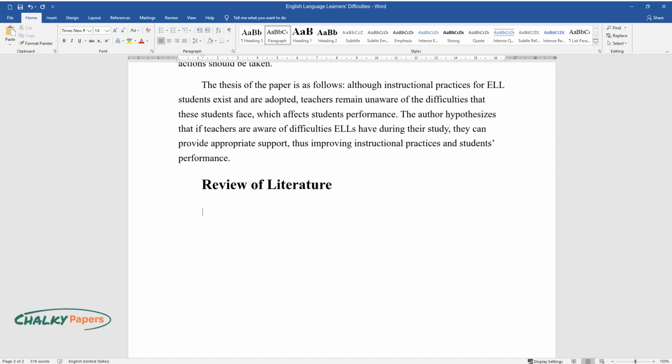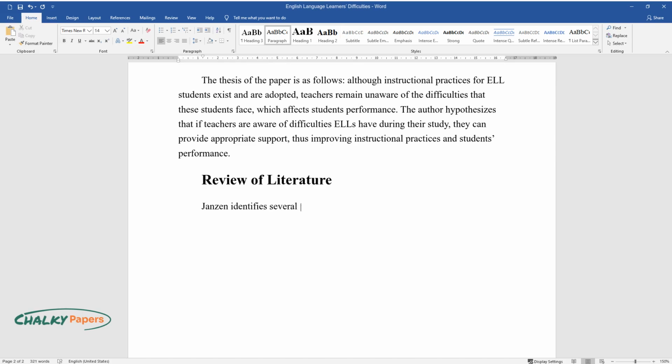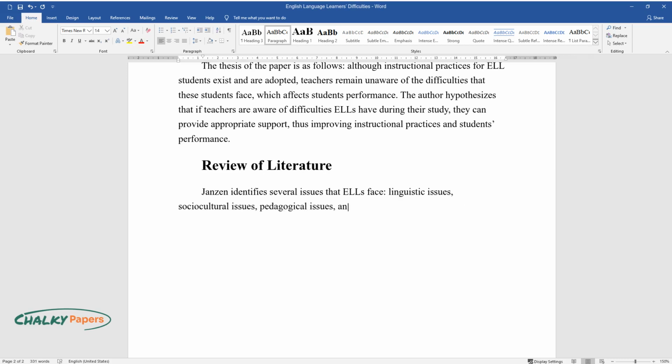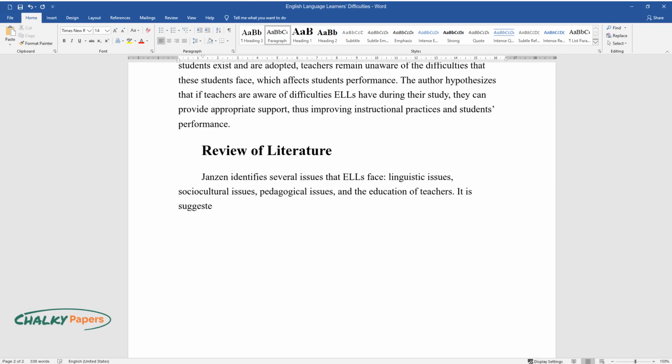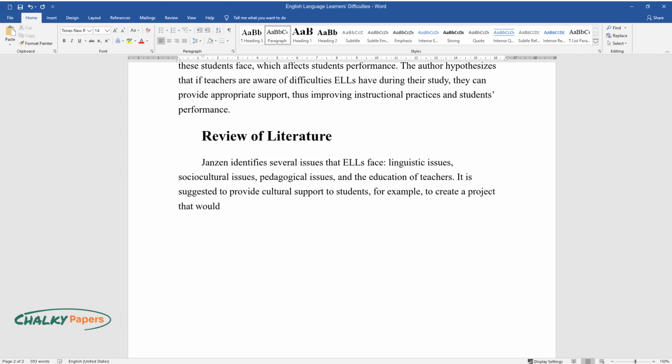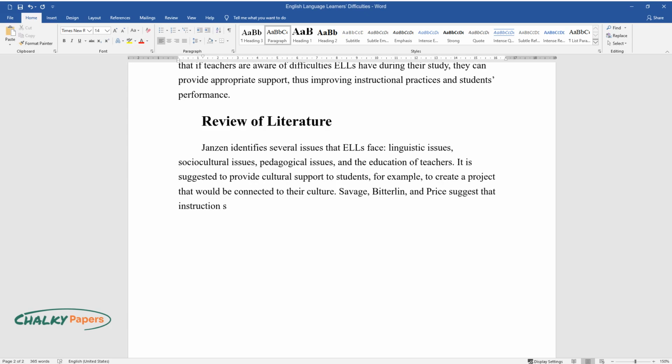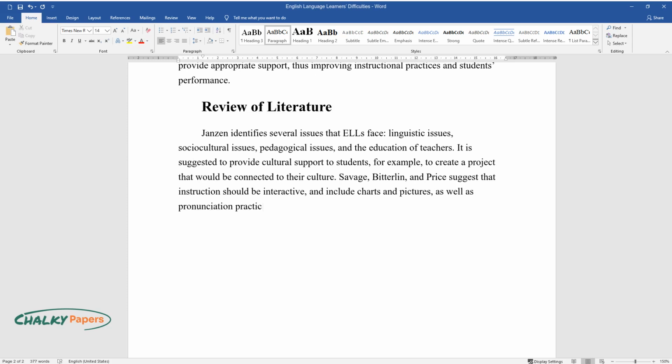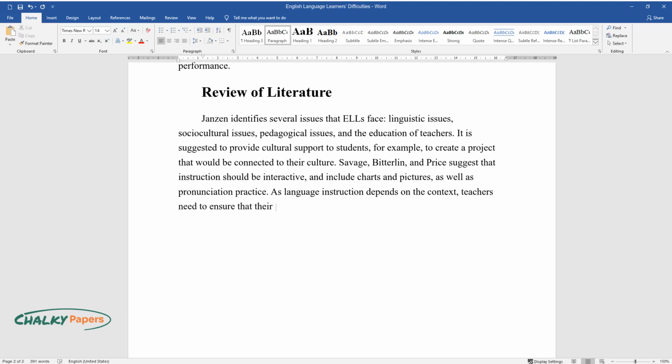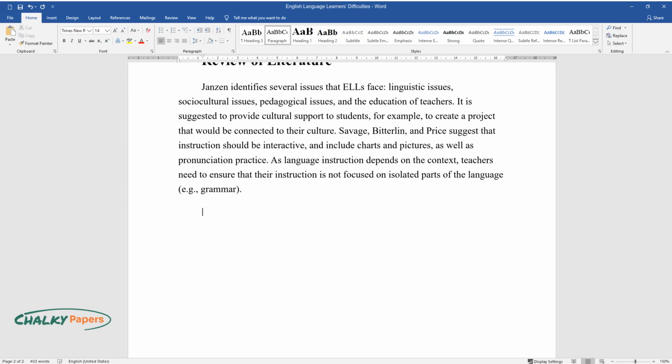Review of literature. Jansen identifies several issues that ELLs face: linguistic issues, socio-cultural issues, pedagogical issues, and the education of teachers. It is suggested to provide cultural support to students, for example, to create a project that would be connected to their culture. Savage, Bitterlin, and Price suggest that instruction should be interactive and include charts and pictures, as well as pronunciation practice. As language instruction depends on the context, teachers need to ensure that their instruction is not focused on isolated parts of the language, for example, grammar.